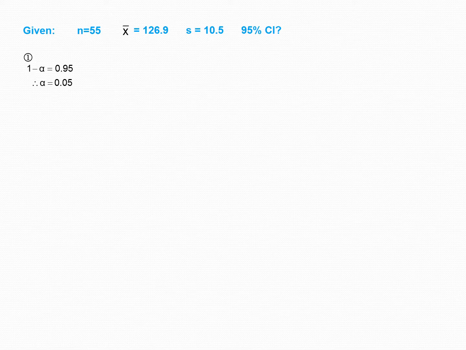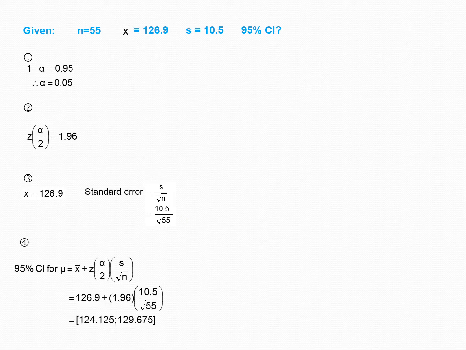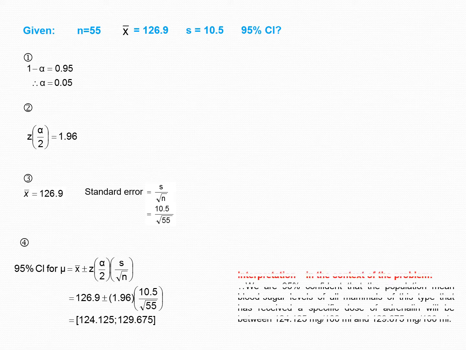So for step 1, our confidence level was 95%, so 1 minus alpha will be 0.95. For step 2, our Z alpha over 2 value will then be 1.96. Step 3, our sample mean was already given, so we just need to determine our standard error, which will be 10.5 divided by the square root of 55. And then we can plug in everything to determine our 95% confidence interval for our population mean. So our lower limit will be 124.125 and our upper limit will be 129.675.